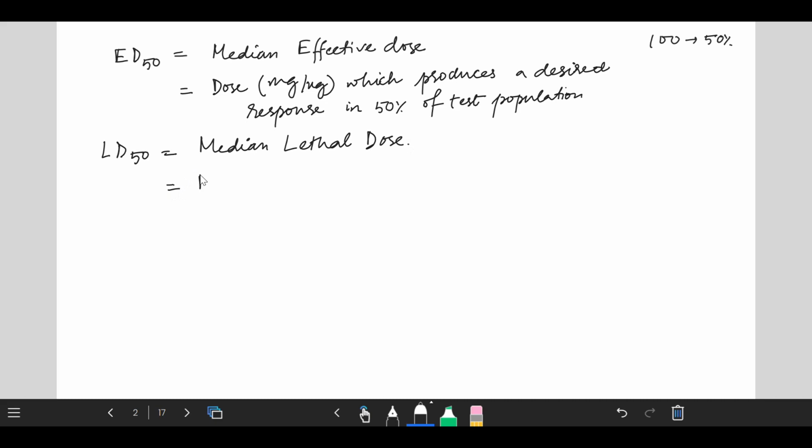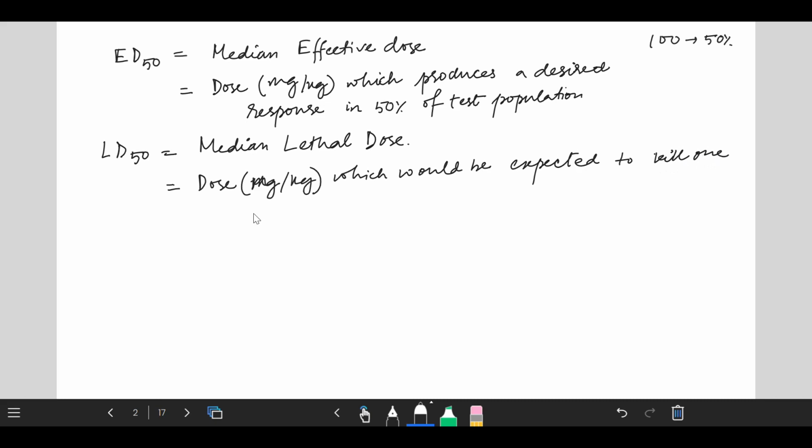So we can write the dose in mg per kg which would be expected to kill half of the test population, known as LD50 or lethal dose.